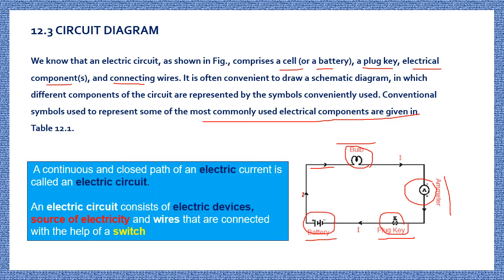A continuous and closed path of an electric current is called an electric circuit. This is the definition of electric circuit. An electric circuit consists of electrical devices, source of electricity, and wires that are connected with the help of a switch.